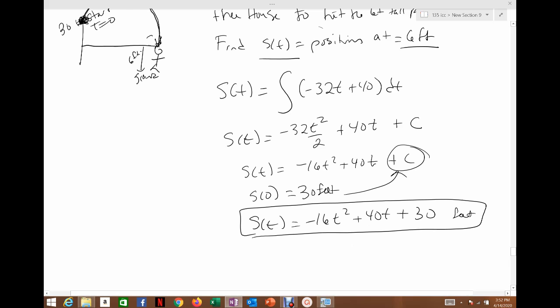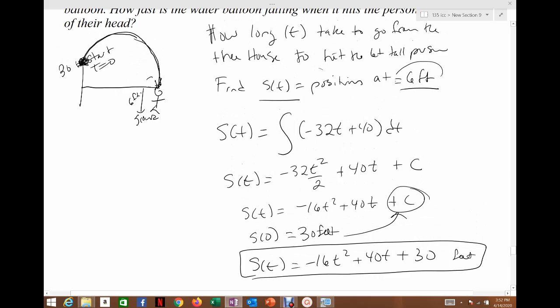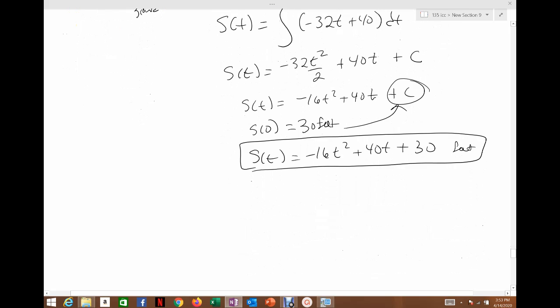I need to know how long it takes to reach a person that's 6 feet above the ground. We want to know how long it takes to hit that person on the top of the head. So how long does it take to go from the treehouse, which is 30 feet above the ground, to hitting a person that's 6 feet tall? We need to find the time it takes to reach a position of 6 feet. So I take my position equation, set it equal to 6, and then just use algebra to solve for time.